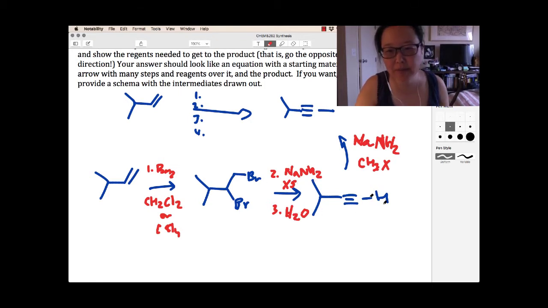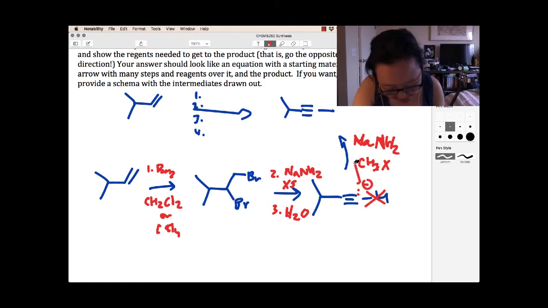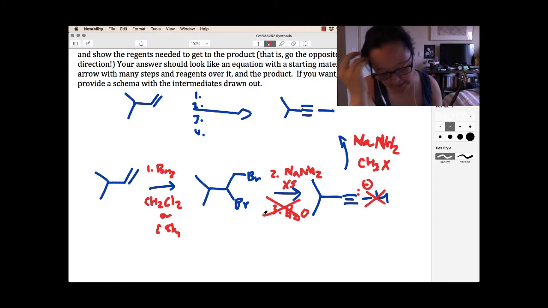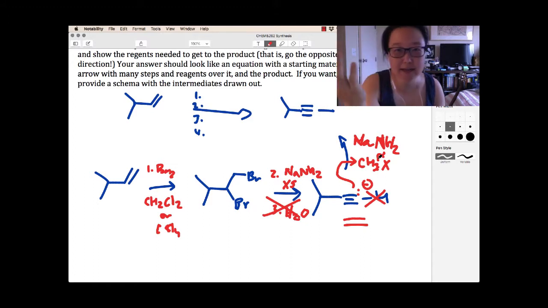So I don't really want to protonate this. I want to keep it negatively charged so that I can then attack here. So I don't really need this neutralization step. I'm just going to keep my NaNH2 in excess. That will keep this in the negatively charged form that I need to attack my methyl halide. You can specify the halogen as iodine or bromine or any good leaving group. One mistake students make is they put RX. I don't want R. I want you to tell me what the R group is.